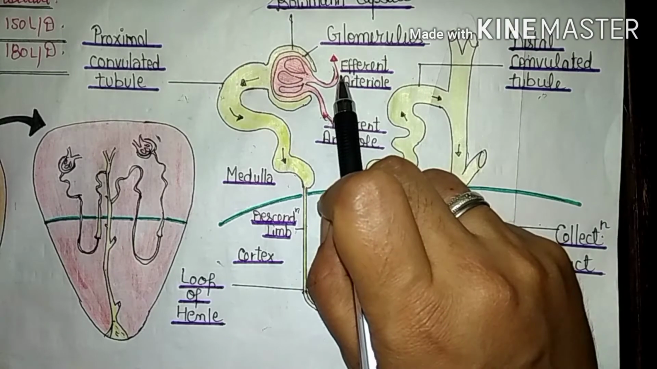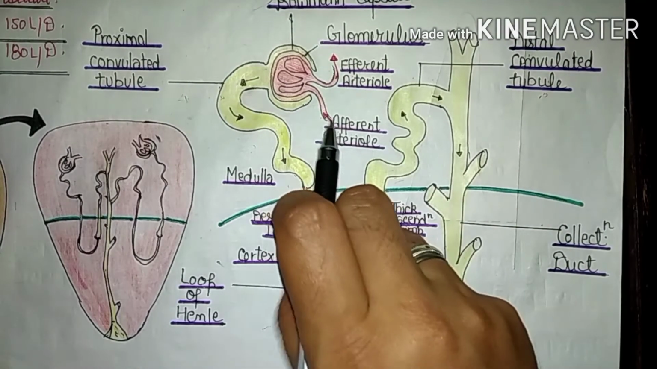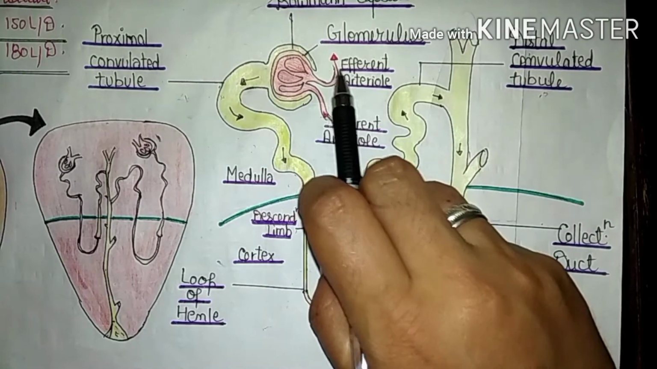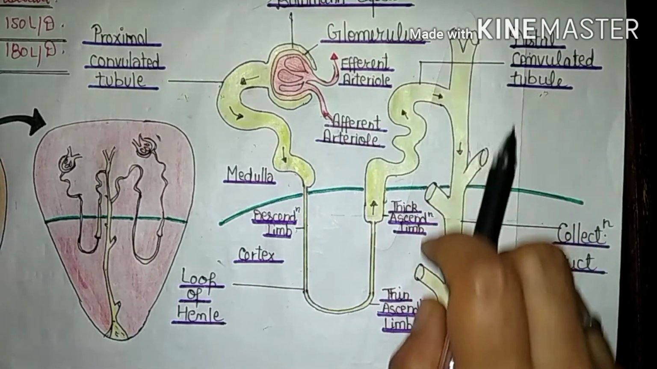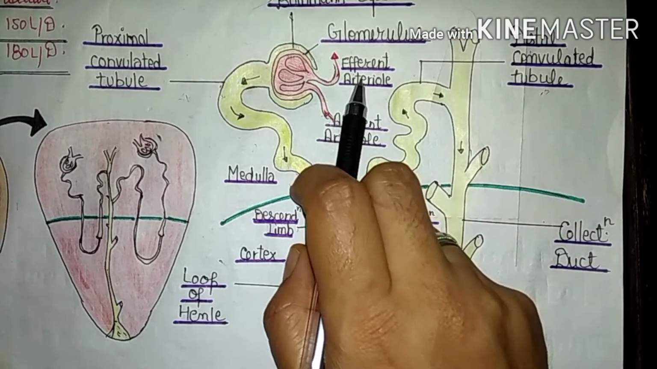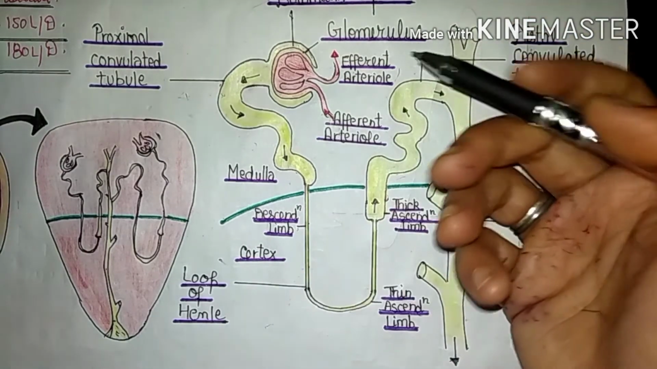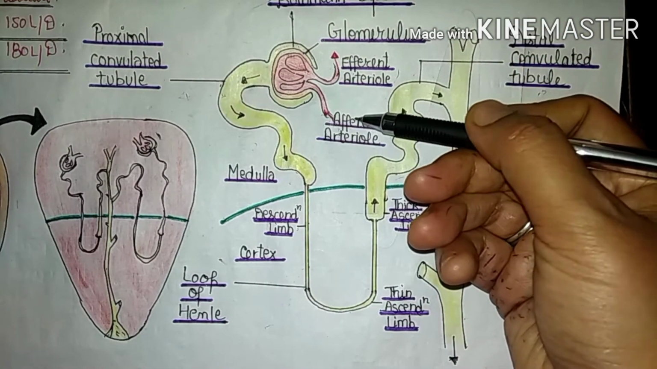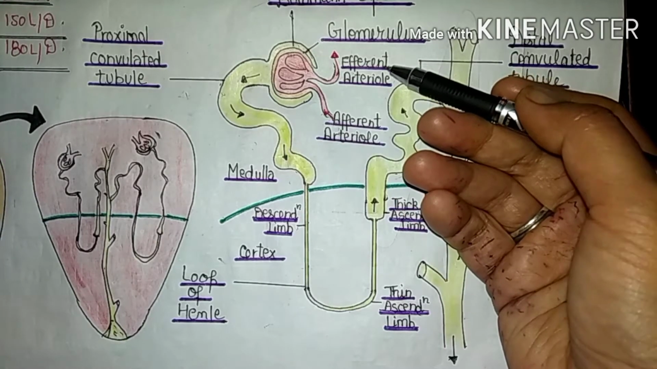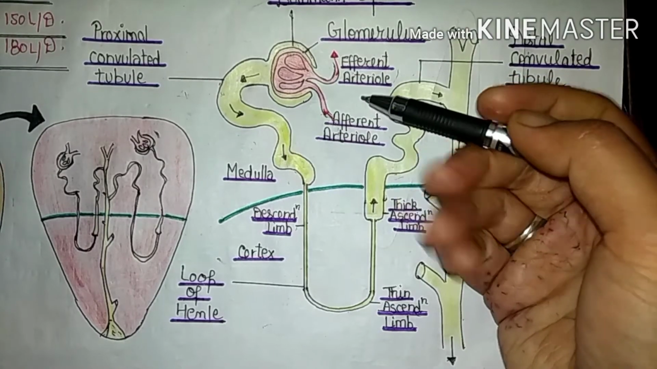And these are known as efferent arterioles. The afferent arteriole carries blood into the glomerulus, and the efferent arteriole takes blood away from it. The afferent arteriole is wider than the efferent arteriole, so it is responsible for the lower blood pressure here, and the efferent arteriole is responsible for the higher blood pressure over here.